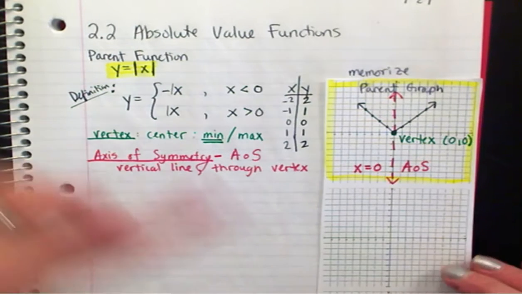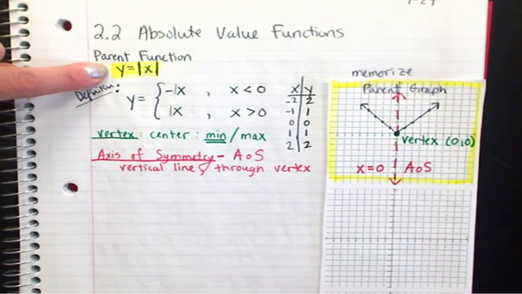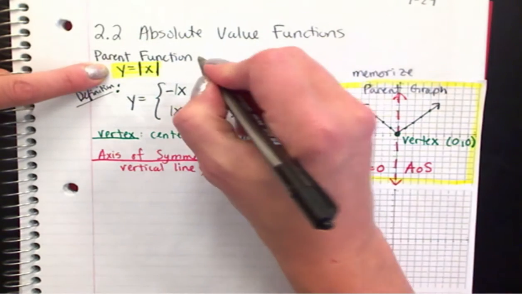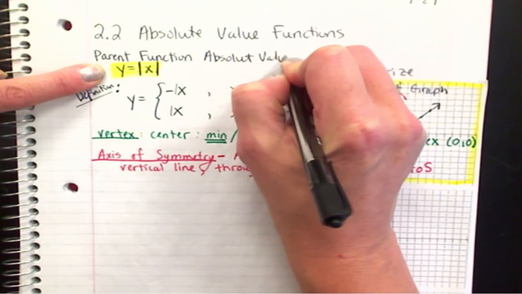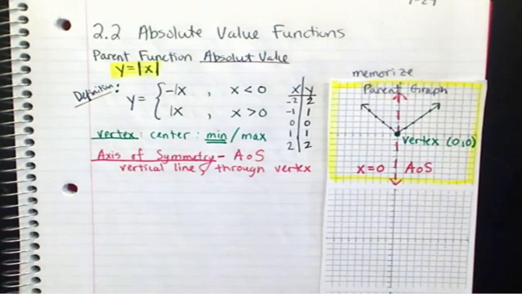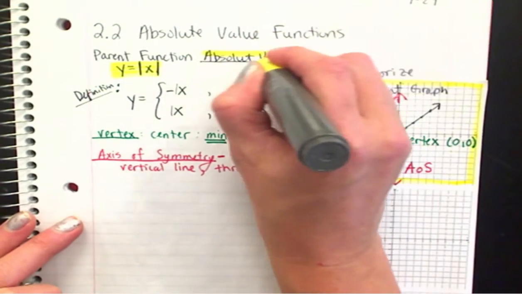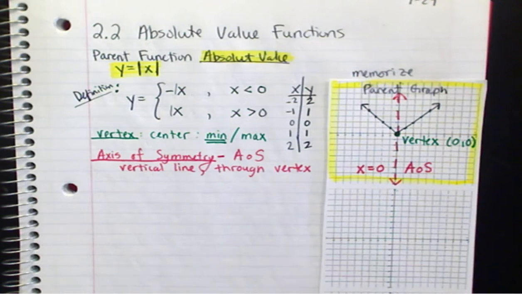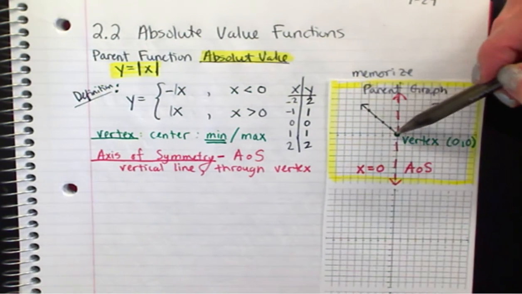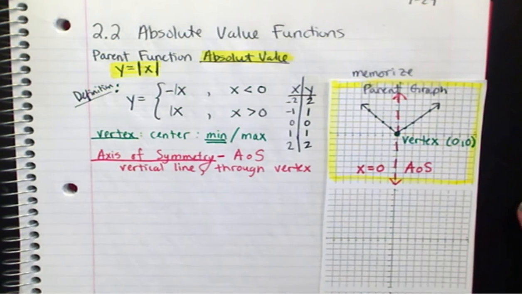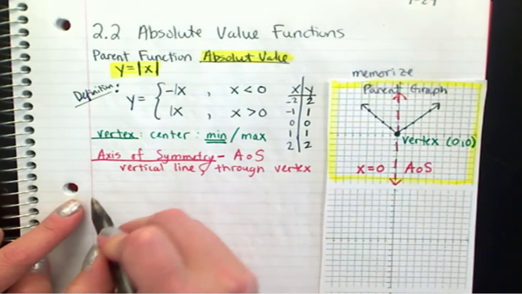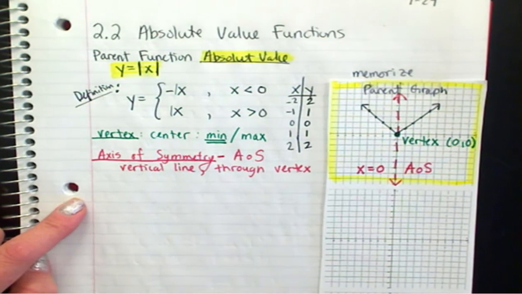This shape will always go with the absolute value parent function. I guess I should name it absolute value. That's the name of this parent function. It will always look like this. It will always have a negative slope, then a vertex, then a positive slope for the parent. Okay?